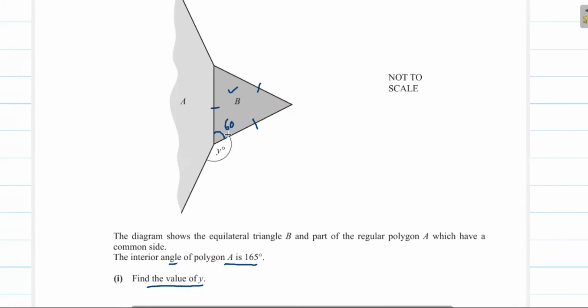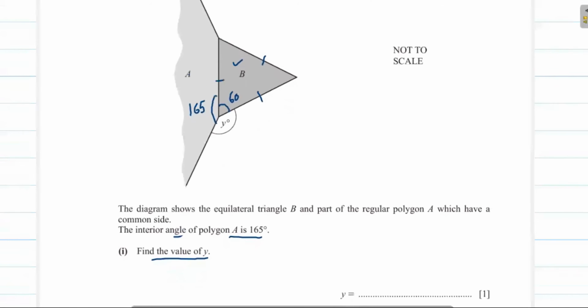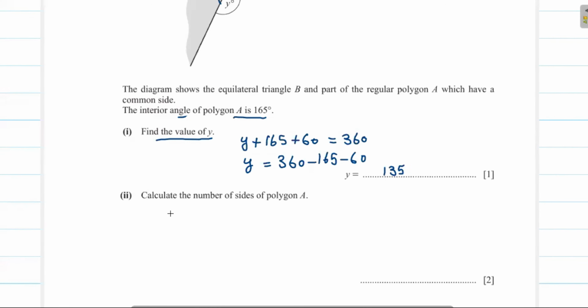In equilateral triangle, the angle will be 60, and the interior angle here is given 165. Now you see here the sum of adjacent angles on a point is equal to 360. We write it as y plus 165 plus 60 equal to 360 degrees. Therefore, y will be equal to 360 minus 165 minus 60. Now we get y equal to 135. This is the answer.